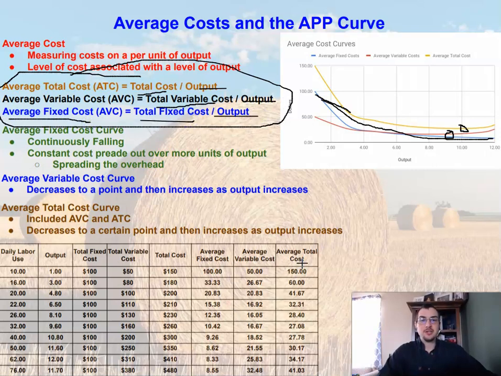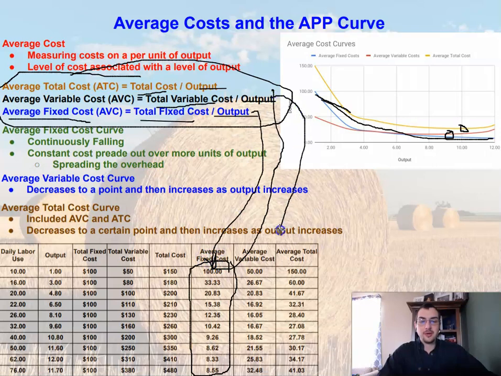And what I would encourage you to do is take a couple of minutes and look at the slide and try to see if you can replicate these numbers and use the formulas. Use this formula right here to see if you can come up with this column. Use this formula right here to come up with that column. And then use this one right here to come up with this column.